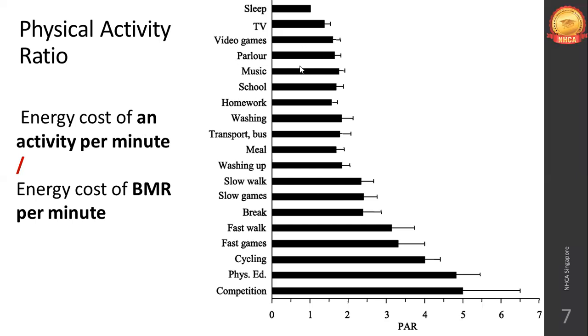What activity they are doing, and per minute how much energy they are burning. For example, brisk walking for 1 minute, how much calories you will burn. Just search it in Google, you will get an answer. You have to put that in the numerator.